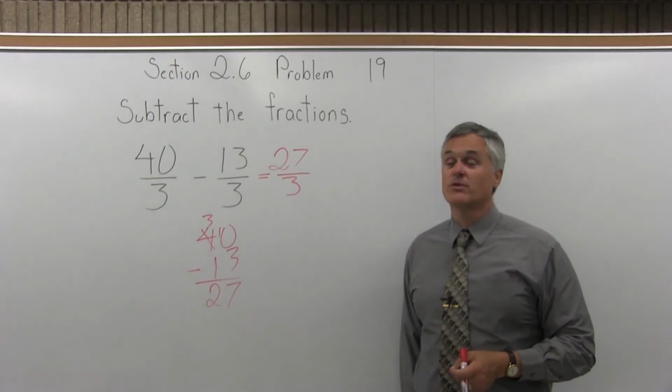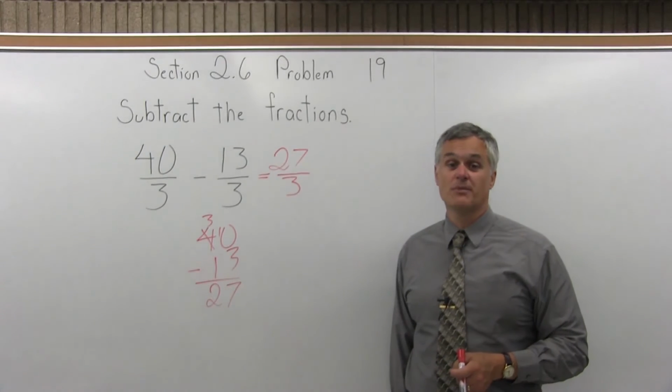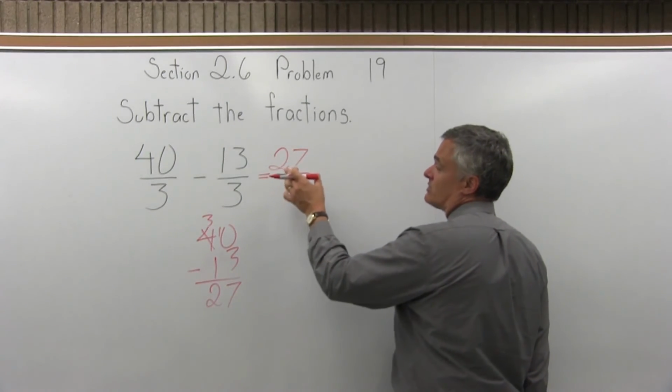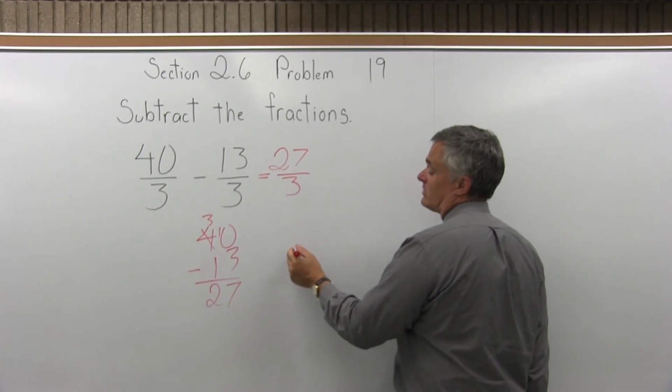Now that's an improper fraction. The numerator is bigger than the denominator. I can see that it'll reduce pretty nicely. Let's say you don't notice right away. So you say, well, let's make it back into a mixed number.